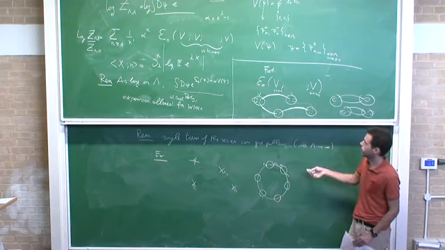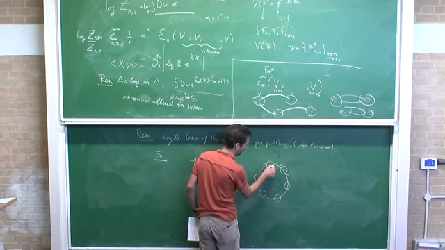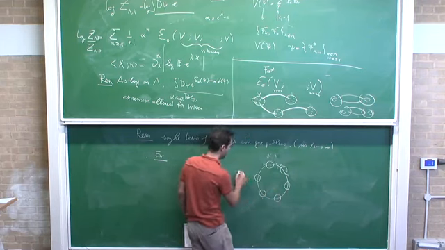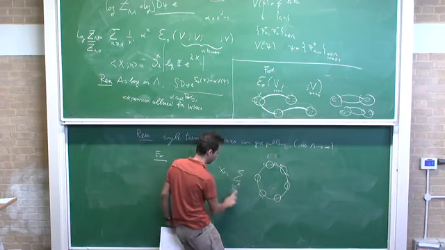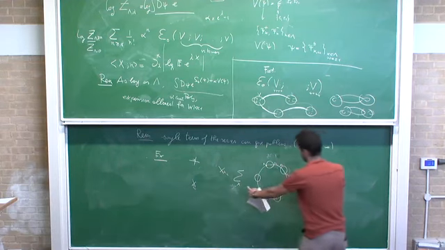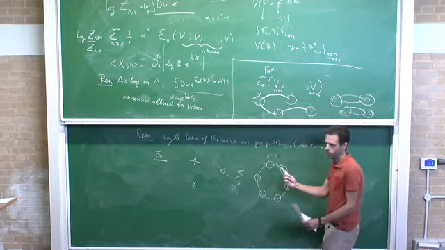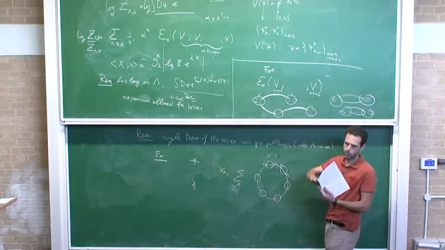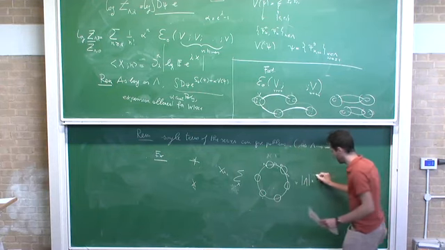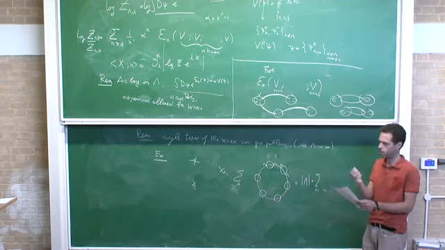Now in principle, what I have to do is compute: for every one of these lines I put a propagator G of x1 minus x2 and so on, and then I have to sum over all the positions. Now, of course, there is translation invariance, so one position will just give the volume, and then there is a sum over all the relative positions. So it will give volume times the sum over all the rest, x2 up to xn, where x1 has been fixed to the origin.